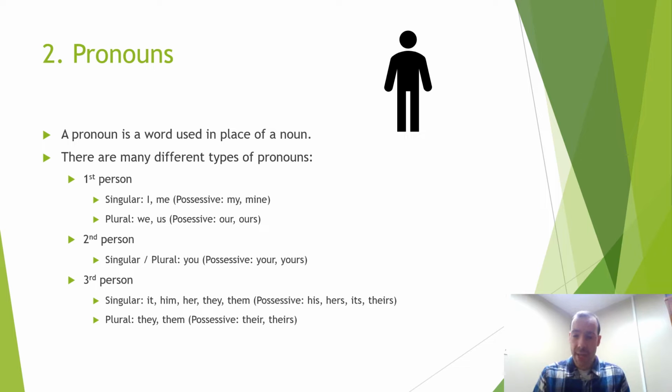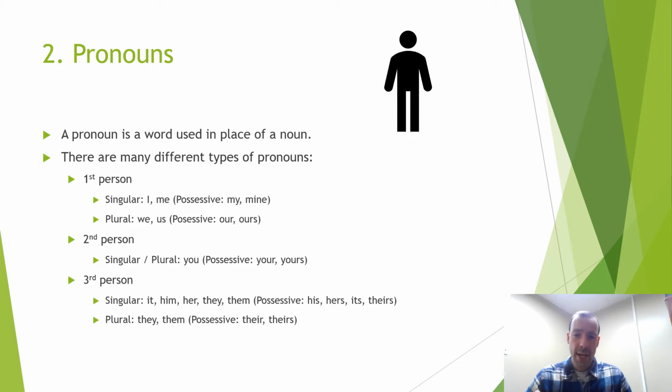You can also have possessive pronouns. Possessive means it's a word that is talking about ownership or belonging to. So first person singular possessive pronouns are like my or mine. You can also have first person plural pronouns where you're talking about yourself and some other people. Words like we or us. Possessive forms would be our or ours.